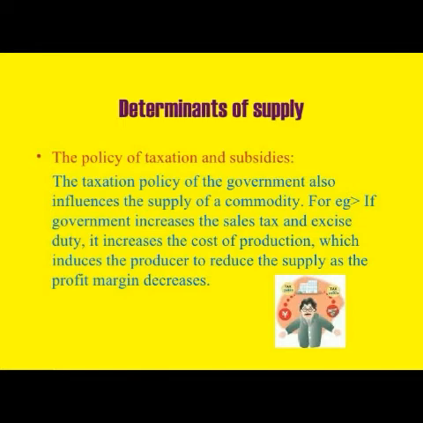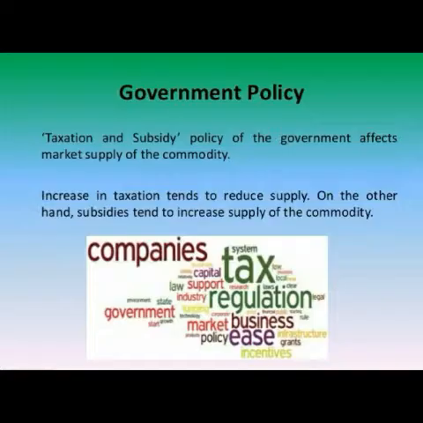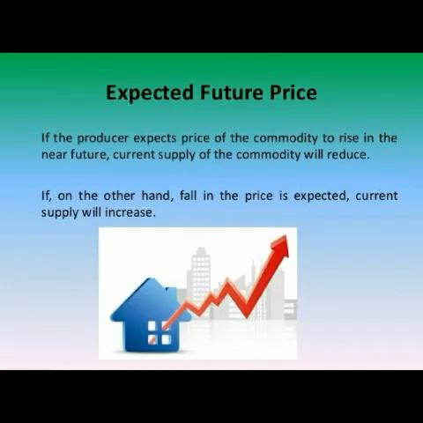Now taxation. If the government puts a lot of tax, then supply will definitely decrease, and if the subsidy is more, supply will go up more and more. Expected future price: if you get to know that the future price will increase, then definitely the salesperson will wait for the future when the price will increase.